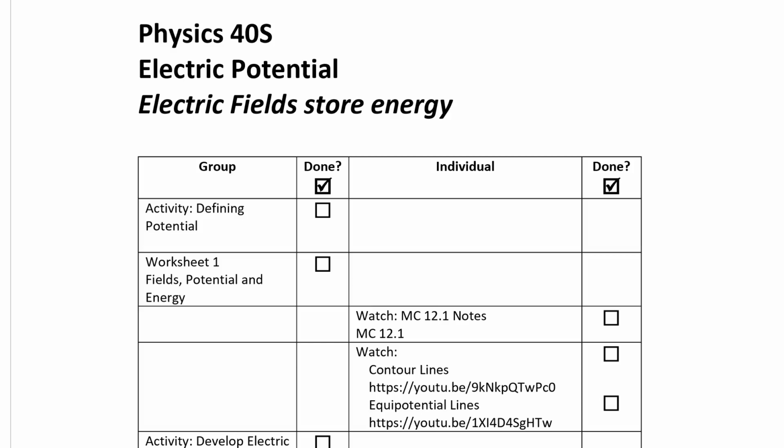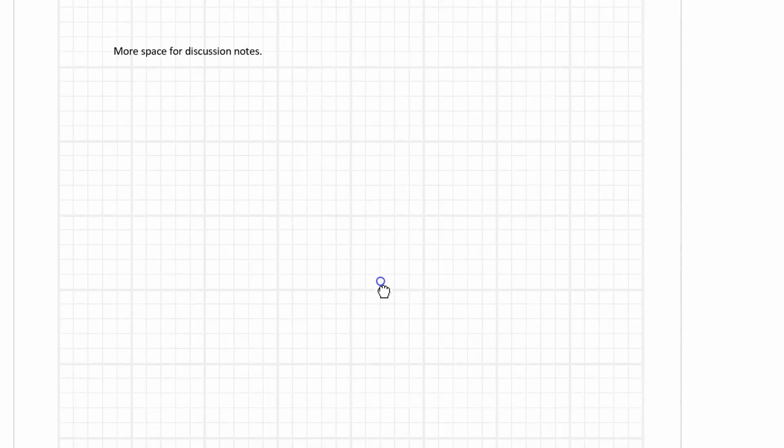So we're about to start this unit about electric potential in Physics 40S, and I think it'd be a good time just to stop and talk a little bit about energy. So I'm going to find a little spot here in our notes. This might be a good place where it says more space for discussion notes, and I want to talk for a moment about work. How does work work?